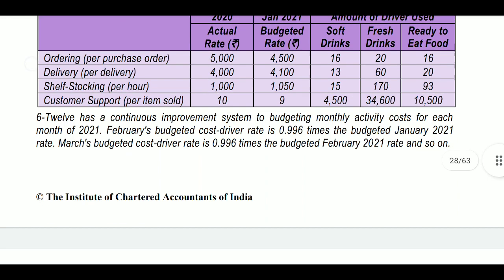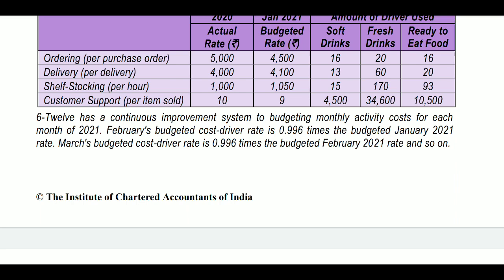Next customer support per item sold. So 9 into 4500, 9 into 4600, 9 into 10500, we will get the amount of ready to cost. So we have got the order cost, delivery cost, shelf stocking, customer support services. So what is the tabular format? We will take these activities and we will take all of soft drink, fresh drink, ready to eat food. Next for this.